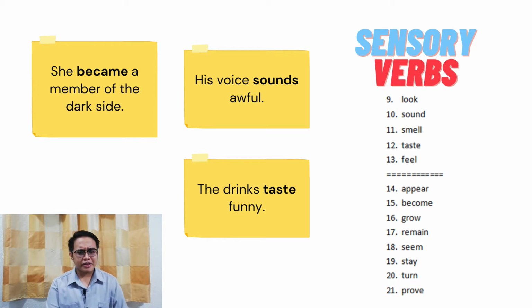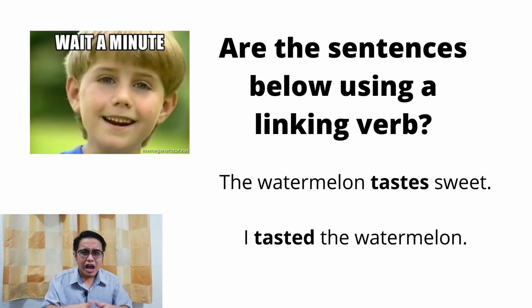Okay? But wait a minute. How are we going to know if ang words na atong gigamit is a linking verb or an action verb? Kay actually, we can taste, di ba? But not all taste can be replaced by the word is. How are we going to know? Okay? So let's say for example here, okay? Are the sentences below using a linking verb? Okay? So nagamit ba ni sila og linking verb? So for example here, the watermelon tastes sweet. And the second sentence is I tasted the watermelon.